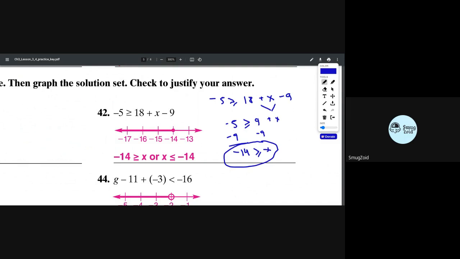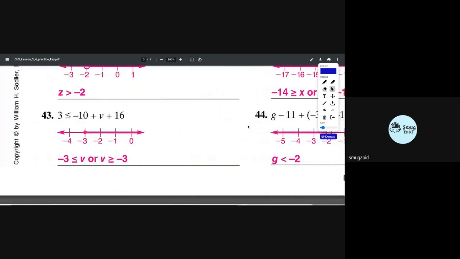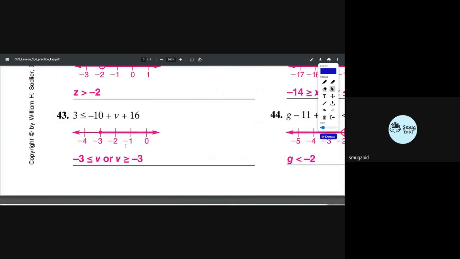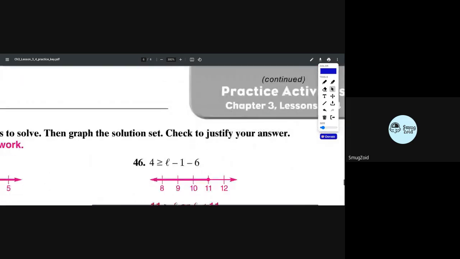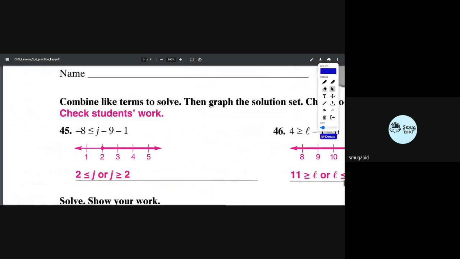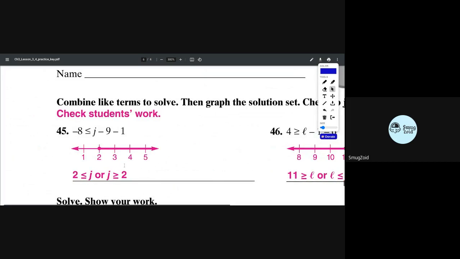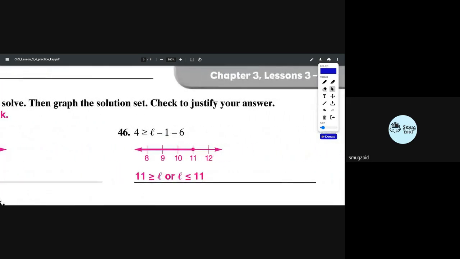Okay. Trying to keep the video from getting really, really long, because by this time you've either done the work or you haven't, so you can take a look at the answers. This is 43, and this is 44. 45, and 46.